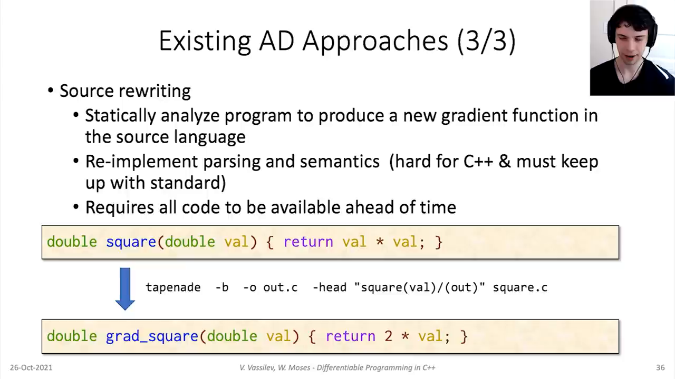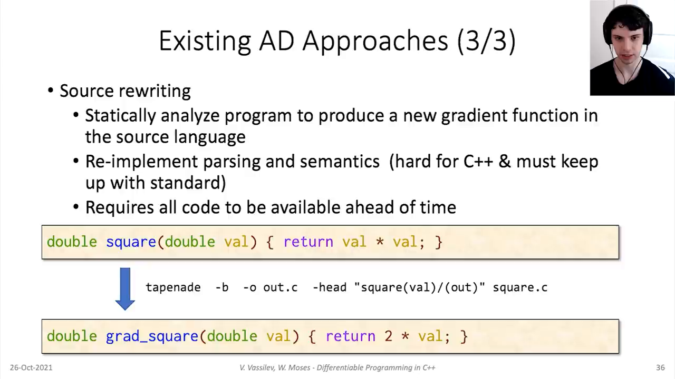However, in contrast, it's not great for the tool because they have to re-implement the entire compiler stack. They have to re-implement parsing. They have to re-implement semantics. And this is especially hard for C++, where you have advanced features like all of those templates, classes, and what have you. As a consequence, this source rewriter tool doesn't actually work on C++. It's limited to C only. Moreover, any time the standard changes or there's some new utility that's added, this tool has to be rewritten to understand and keep up with that standard. Also, importantly, it requires that all of the code that you want to differentiate, including all the libraries and all the things that would need to go through, needs to be available ahead of time.